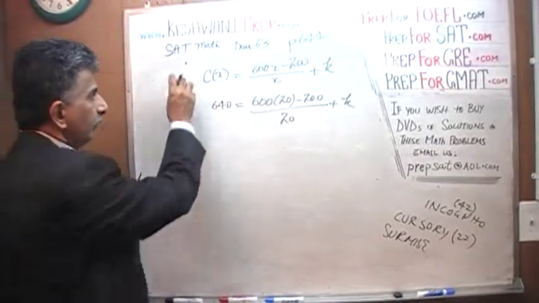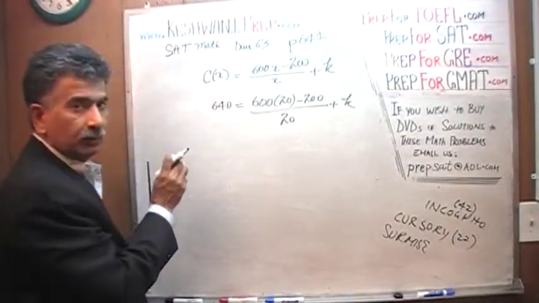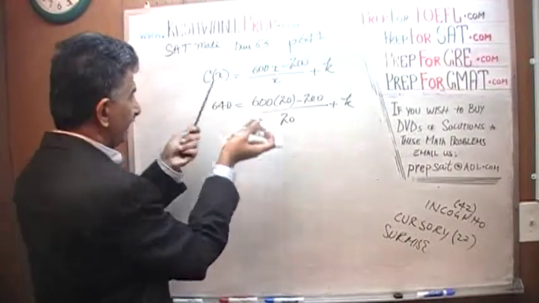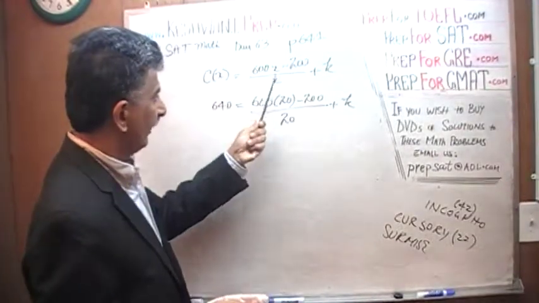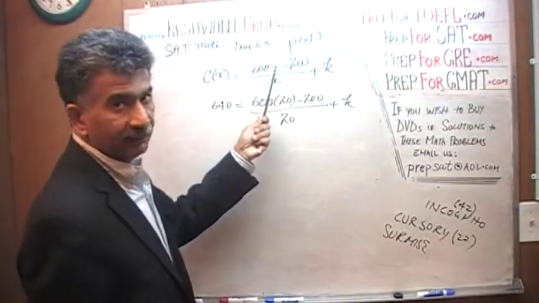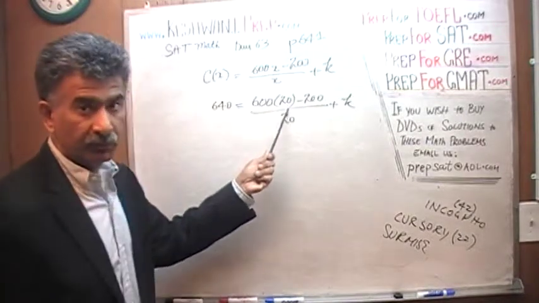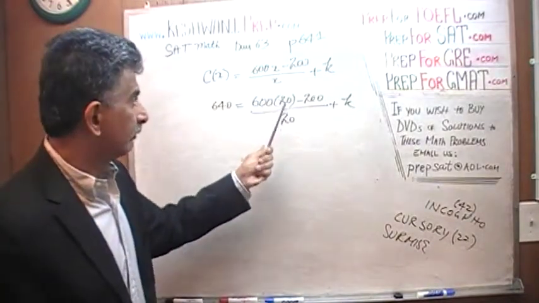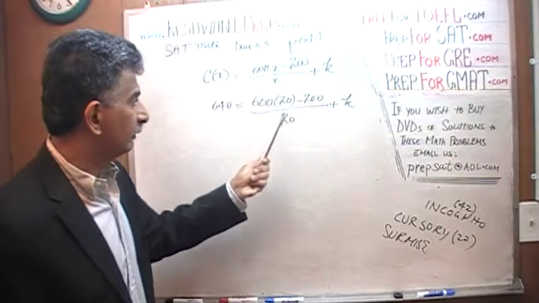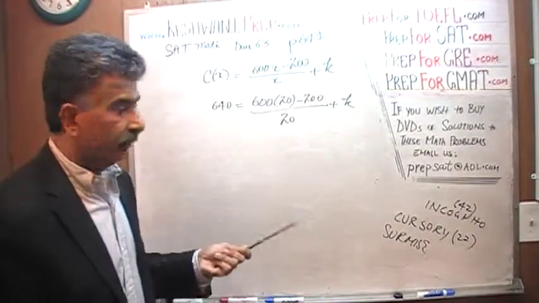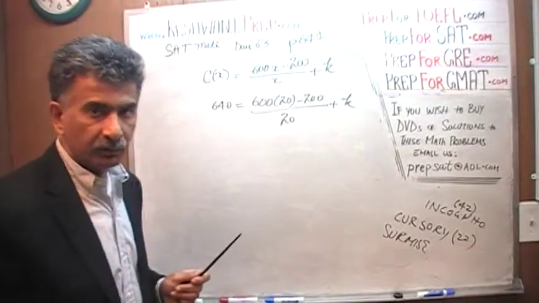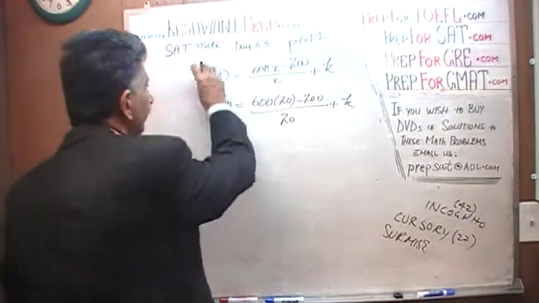That's all there is. I'm going to erase the top part now so that it's not too crowded, but that's it. That's our cost function, 600 times X. In place of X we put down 20 because we're producing 20 units, we are told. 600 times 20 minus 200 over X, which is replaced by 20, and the total cost of producing the 20 units is $640. That's all.